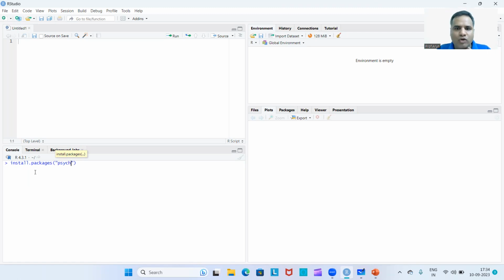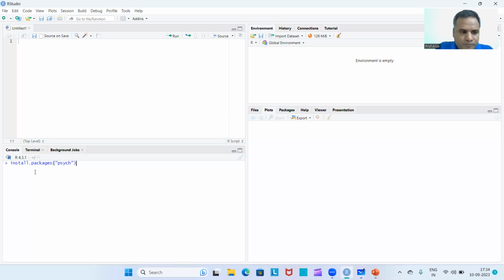It is used for performing exploratory factor analysis, for generating a correlation matrix, and also for performing principal component analysis, etc. The moment you type it, press enter. I'm not pressing enter because psych is a very big package. It will take at least two or three minutes to download.